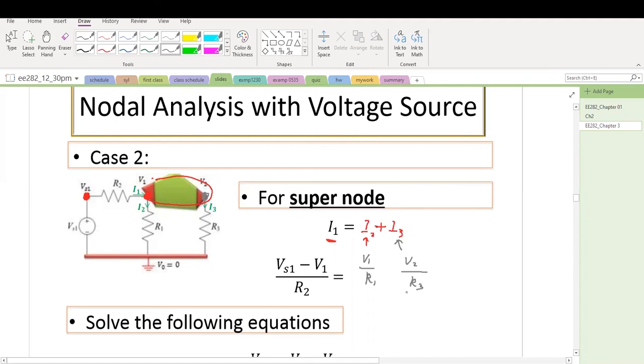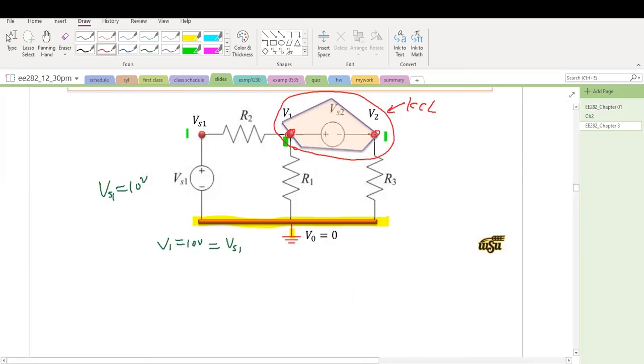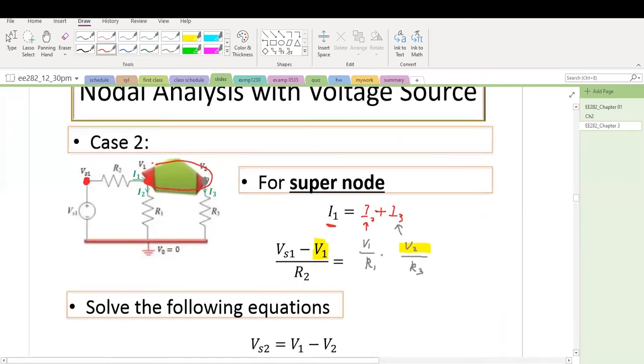Okay, so now how many unknowns do we have? V1 and V2. Right now, we only have one equation, so we need another equation, which is V1 minus V2 equals Vs2. This is given, so this is another equation. Now we have one more equation, and together with the equation here, we can solve V1 and V2. Once we solve V1 and V2, we can find I1, I2, I3 easily.